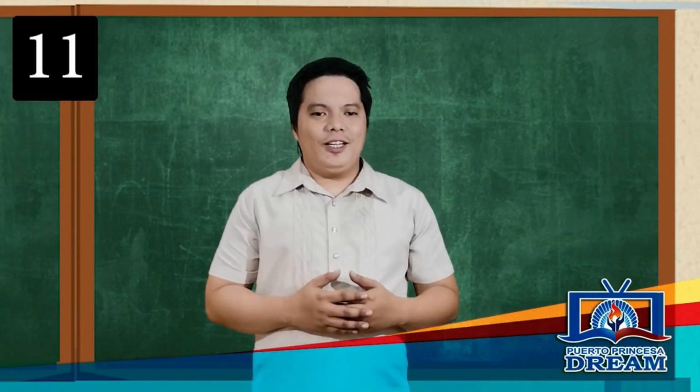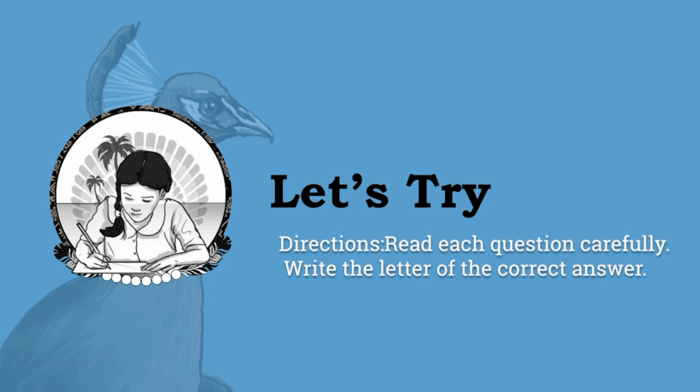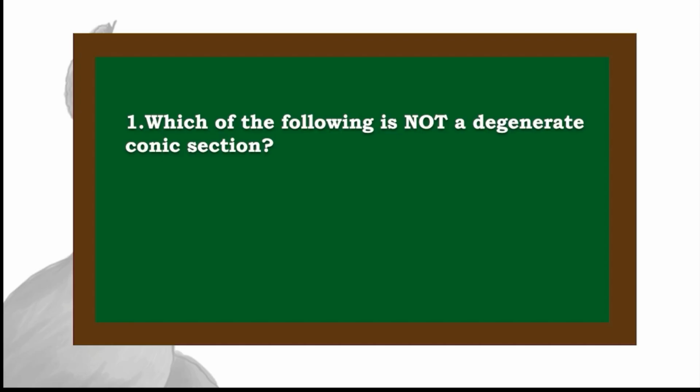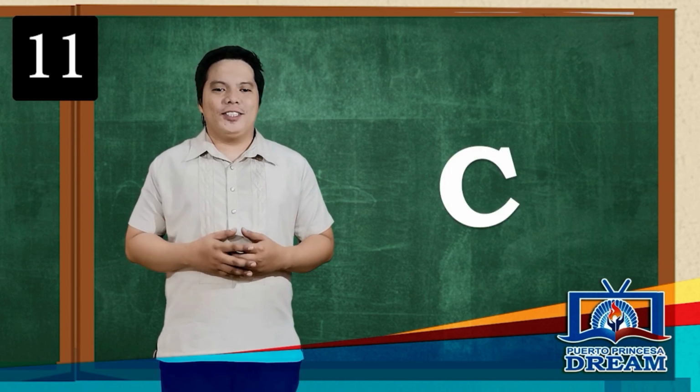Before we begin our discussion, let's start with a short activity and see if you are ready for our lesson. Read each question carefully. Write the letter of the correct answer. Which of the following is not a degenerate conic section? A. Point. B. Line. C. Plane. D. Two intersecting lines. If your answer is letter C, that is correct.